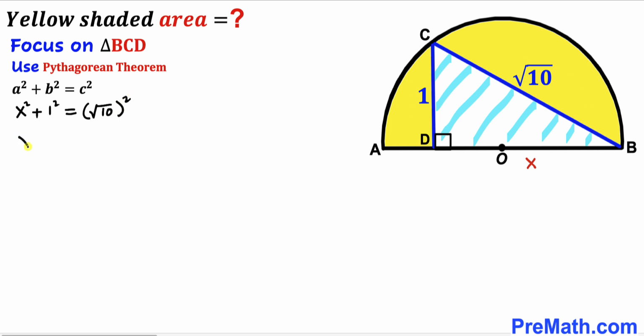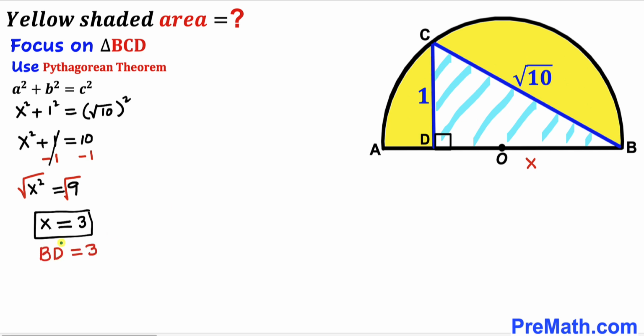Let's simplify. That is going to give us x squared plus 1 equals 10. We are going to subtract 1 from both sides. So therefore x squared turns out to be equal to 9. And now I'm going to undo this square by taking a square root on both sides. So our x value is going to be positive 3 units. And since x represents the BD length, this BD length turns out to be 3 units.